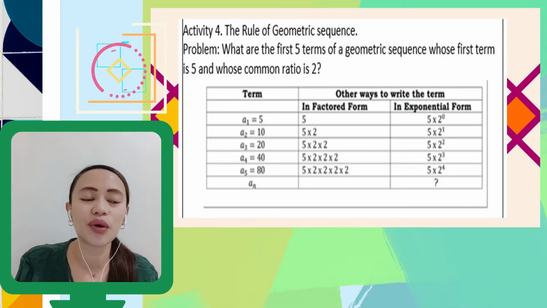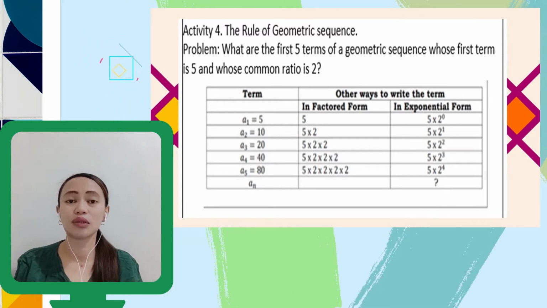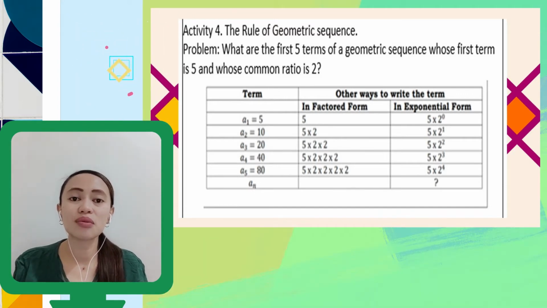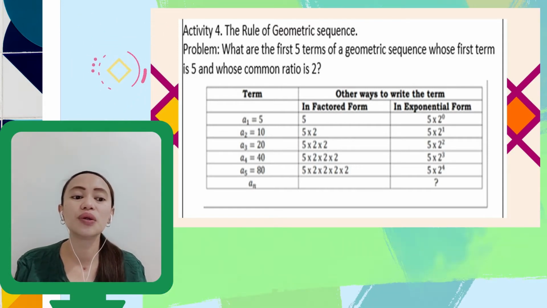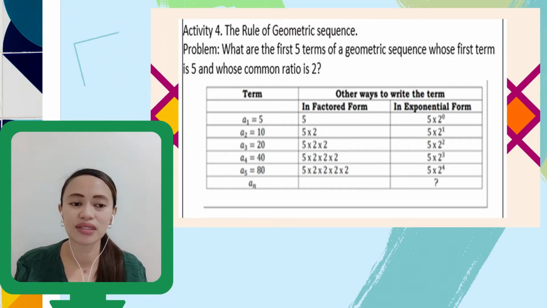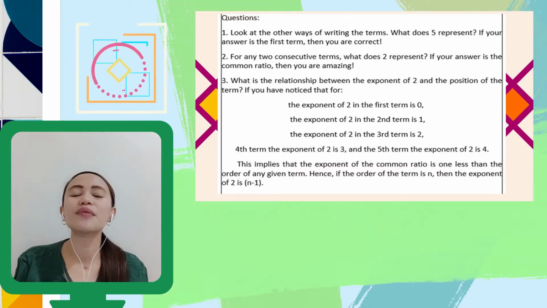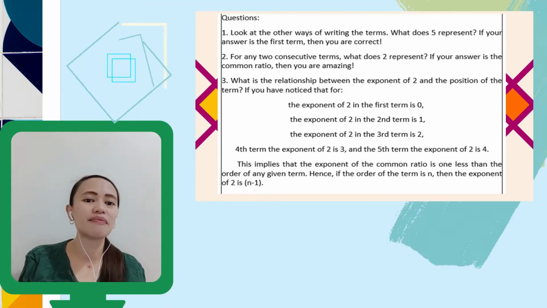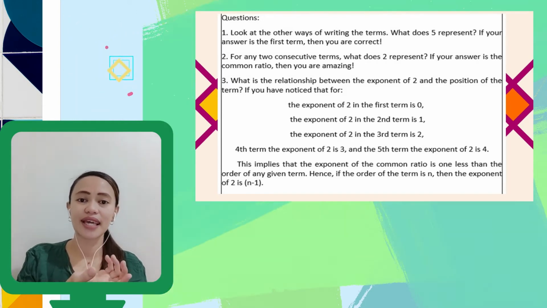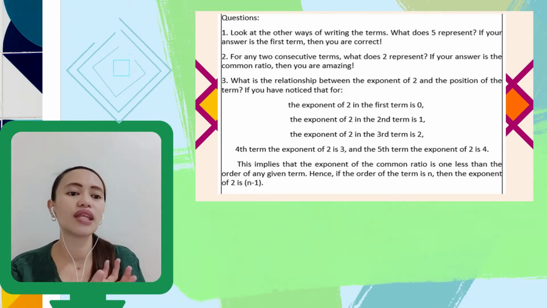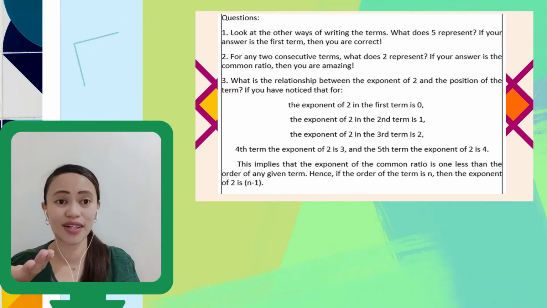So in exponential form, we have 5 times 2 to the zero power, 5 times 2 to the first power, 5 times 2 squared, 5 times 2 cubed, 5 times 2 to the fourth. So look at the other ways of writing the terms. What does 5 represent? If your answer is the first term, you are correct. For any 2 consecutive terms, what does 2 represent? If your answer is the common ratio, then correct as well.